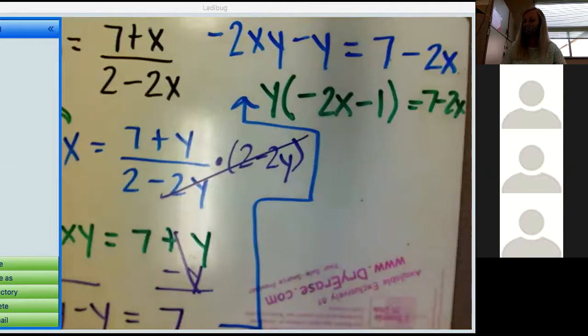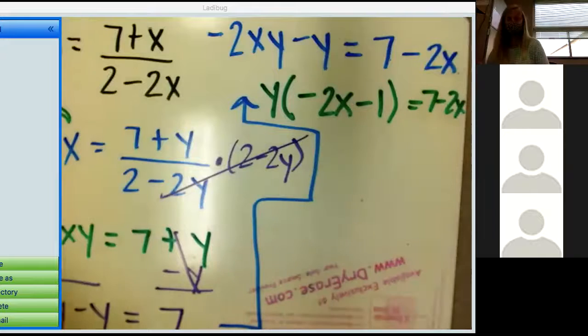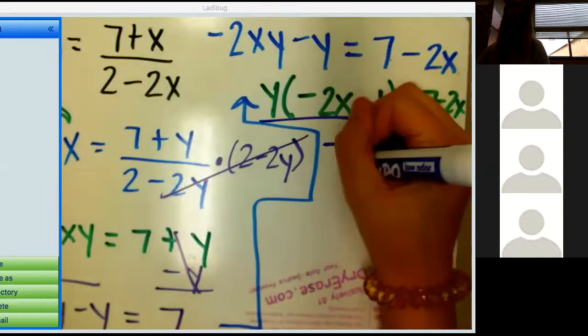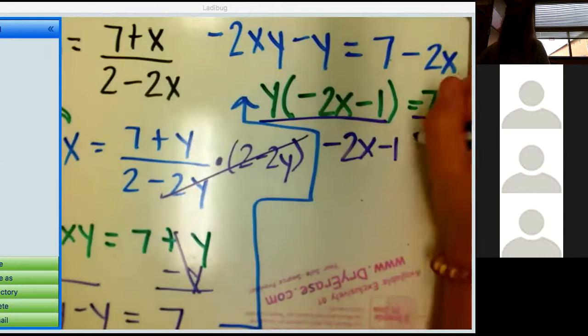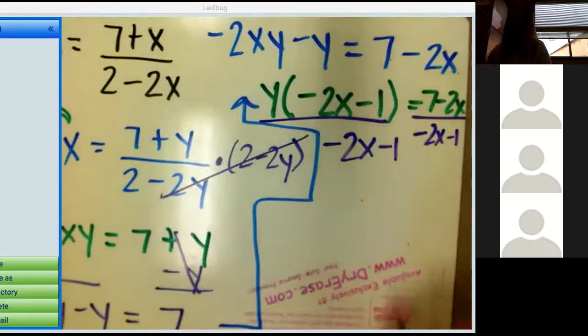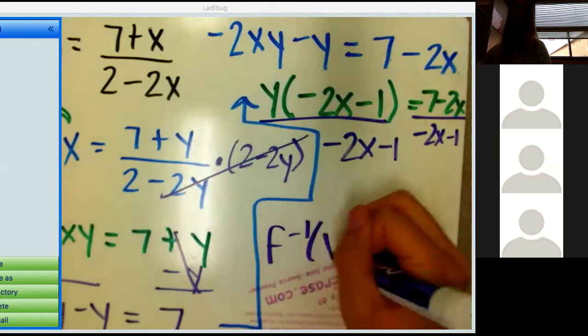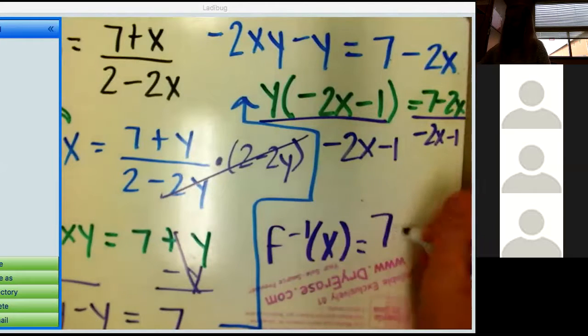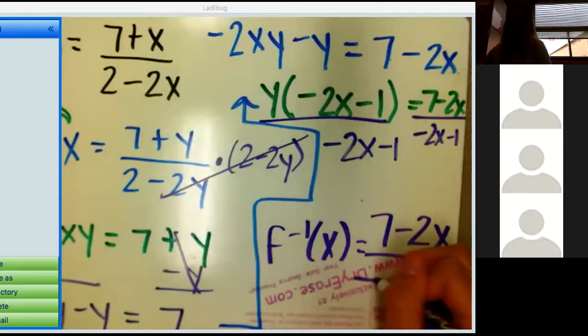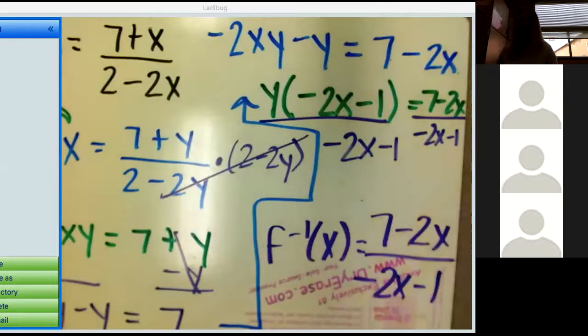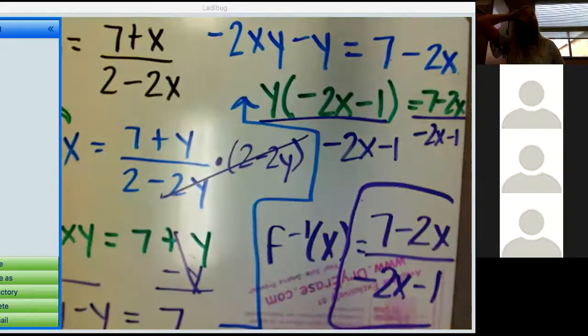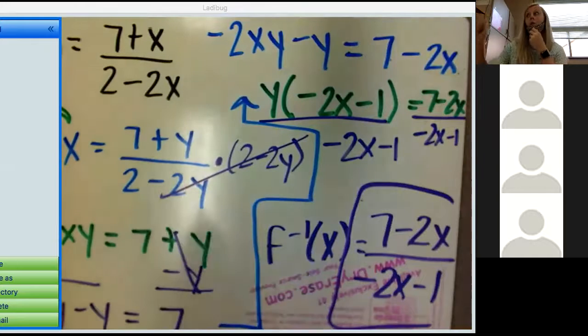And then my last step would be to divide. Very good, Mary. Extra credit. Divide by the negative 2x minus 1. So your answer, F inverse of x equals 7 minus 2x over negative 2x minus 1. I think when you type it in Delta Math on your test, it'll say F inverse x equals, and then you'll just have to type in the rational part.